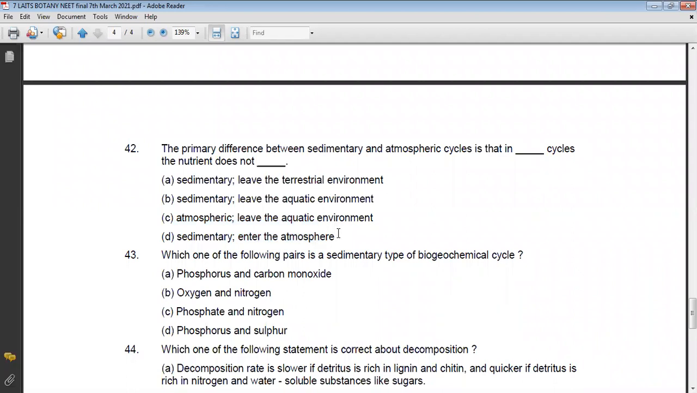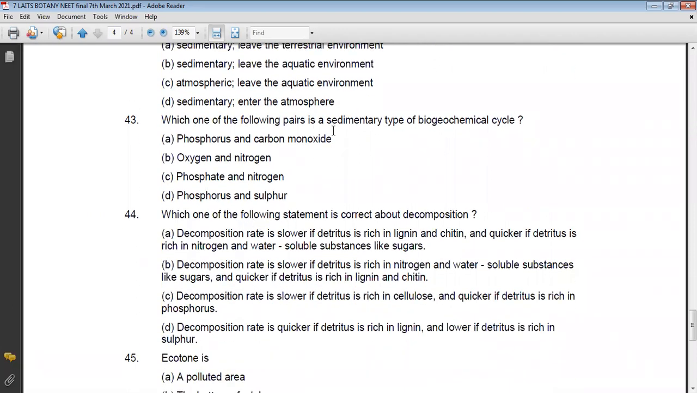Over. Next question check 43. Which of the following pairs is a sedimentary type of biogeochemical cycle? Biogeochemical cycle. Have you remembered that? We have carbon, oxygen, nitrogen, phosphorus, sulfur. Which of the following pairs is a sedimentary type of biogeochemical cycle? So answer will be D, phosphorus and sulfur cycle.